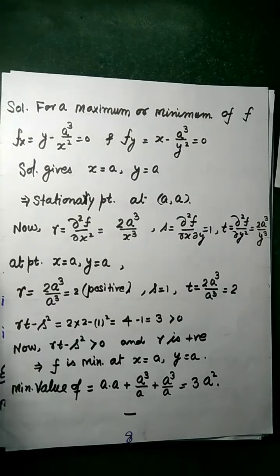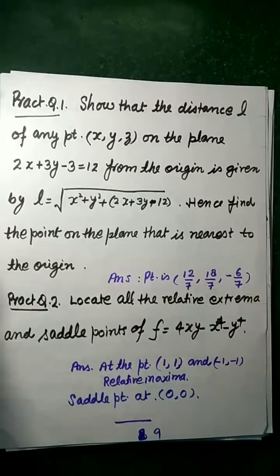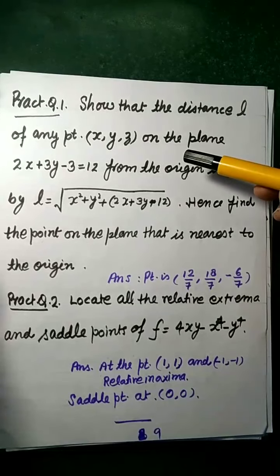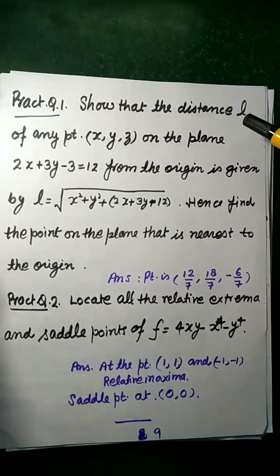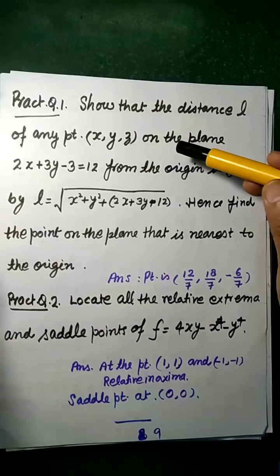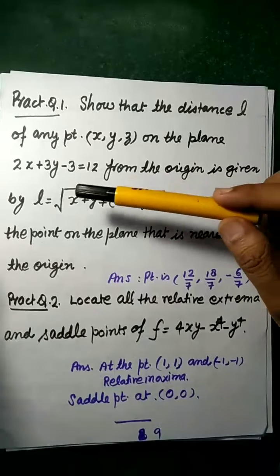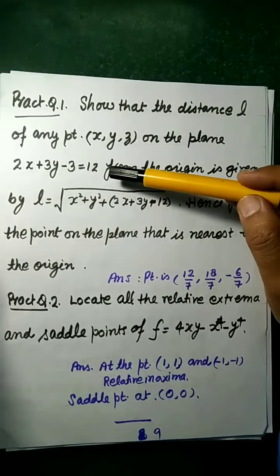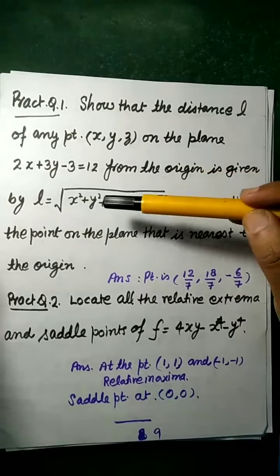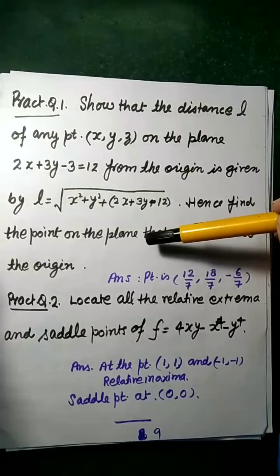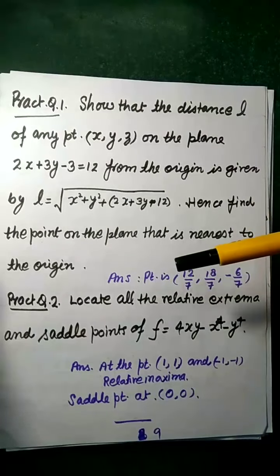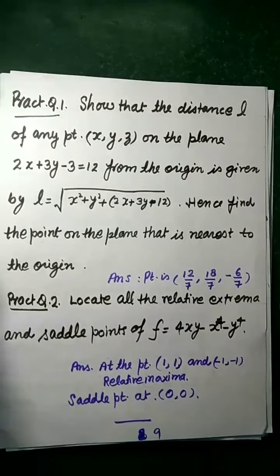Now we have some practice questions. Show that the distance L of any point (x, y, z) on the plane 2x plus 3y minus z equals 12 from the origin is given by this expression. Also find the point on the plane that is nearest to the origin. Simplification gives us these points. This is the answer.